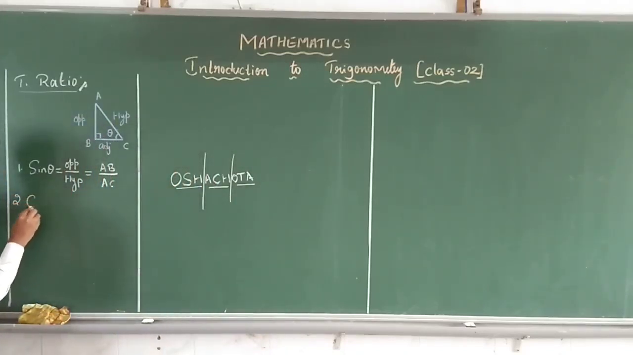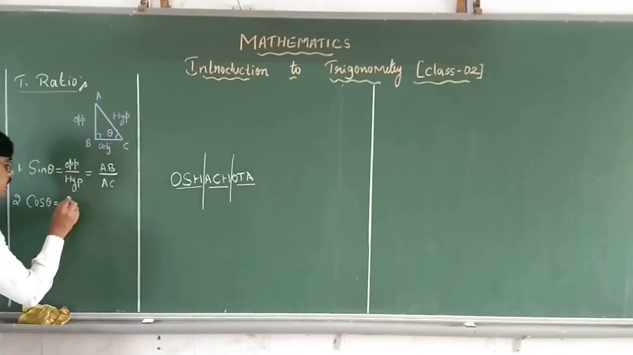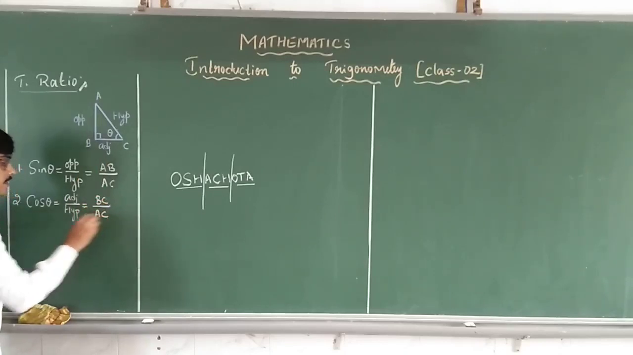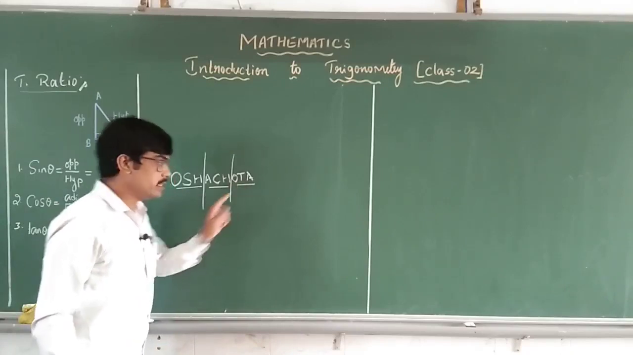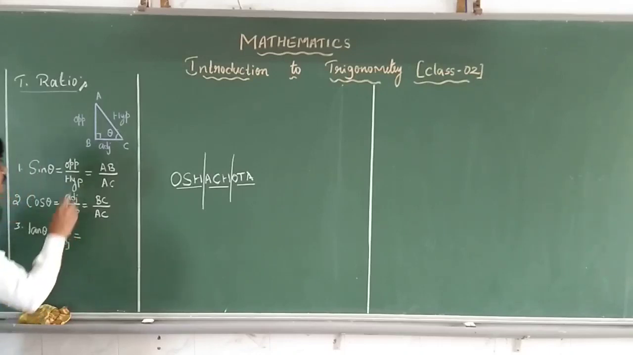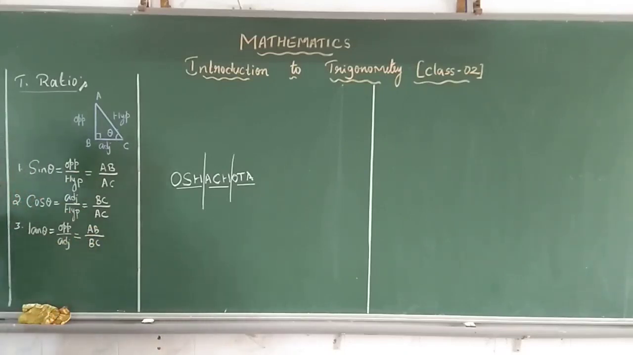Therefore, we can write cos of theta is equal to adjacent to hypotenuse, that is adjacent divided by hypotenuse. So, which is the adjacent side here? BC divided by AC. Let me write the third one, tan of theta. So, tan of theta is the ratio of opposite to adjacent. So, let me write it as opposite by adjacent. It is nothing but opposite side is AB here and adjacent side is BC.